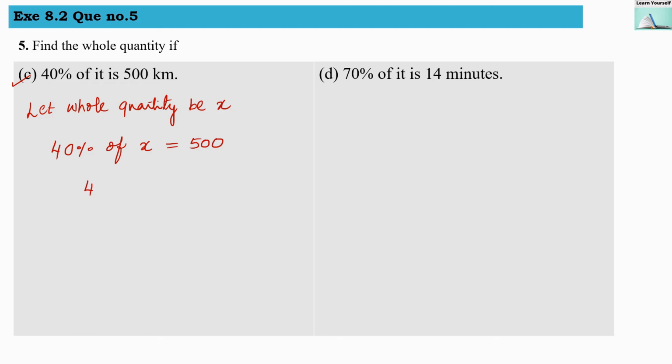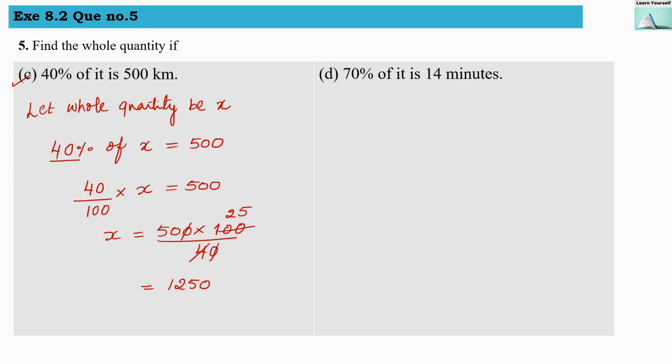So 40 divided by 100, percentage we have converted into fraction form. Of we are converting into multiplication, is multiplication with x equals to 500. So x equals to, we will get 500 in multiplication with 100 divided by 40. So 0 and 0 we can cancel it out here, and 25 4s are 100. So 25 into 50, we will get 125 and 10.